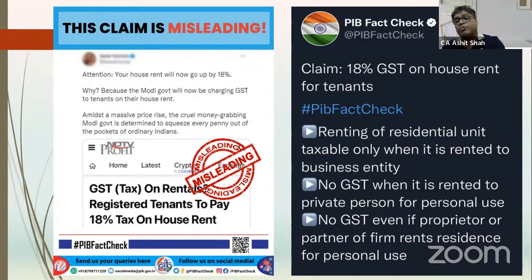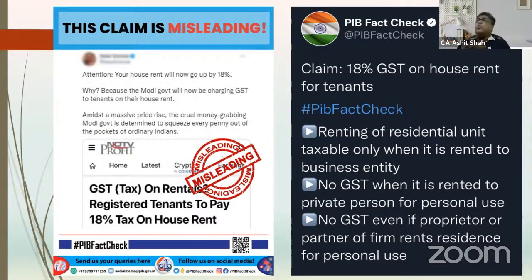No GST, even if a proprietor or partner of a firm rents a residence for personal use. That means wherever a business person uses it for personal purposes, though he is registered, tax will not be applied under the GST reverse charge mechanism. This is the sum and substance.